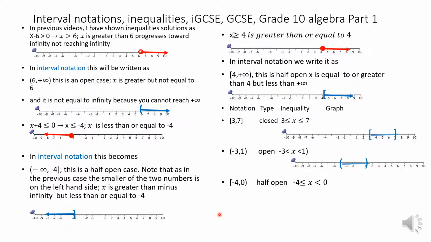The next one on this slide: we've got square bracket -4, comma, 0, curved bracket, which is half open. In inequality terms, you read this as x is greater than or equal to -4 and less than 0. On the number line, we have a square bracket at -4 and a curved bracket at 0. Now, next slide.